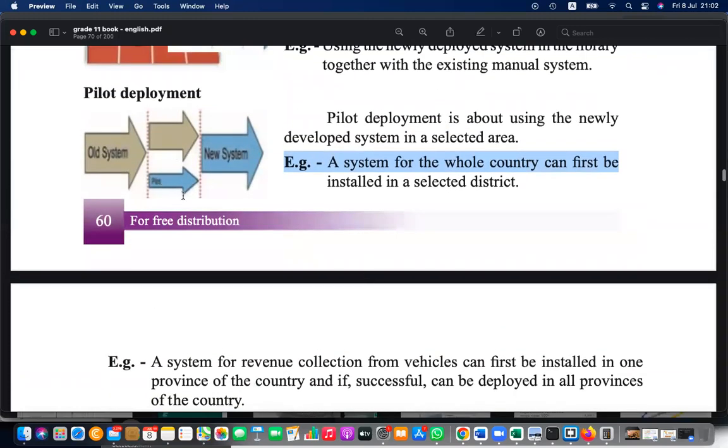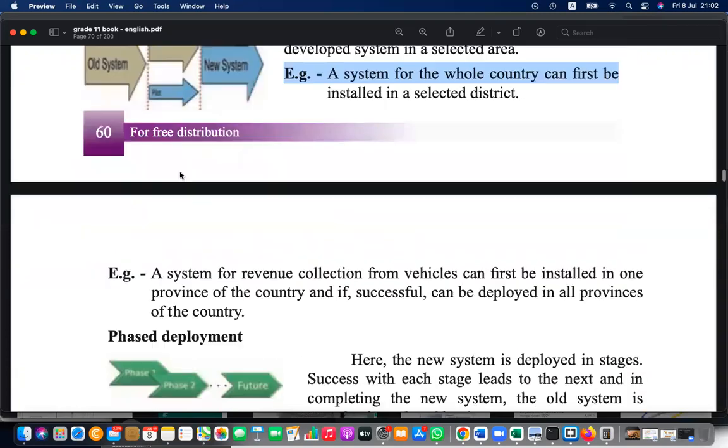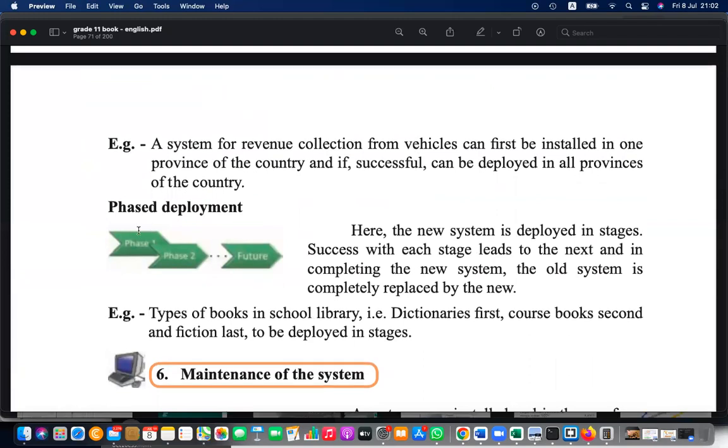In the pilot, you only take a sample and apply the whole thing to the sample. But here you are not doing the whole thing. You do stage by stage. That is phase deployment. For example, a highway is given to us using phased development, phase by phase.